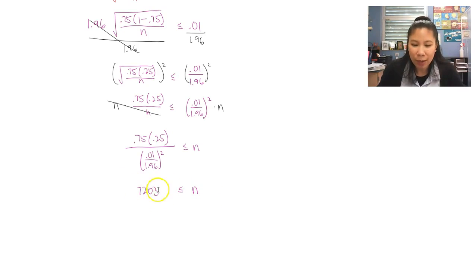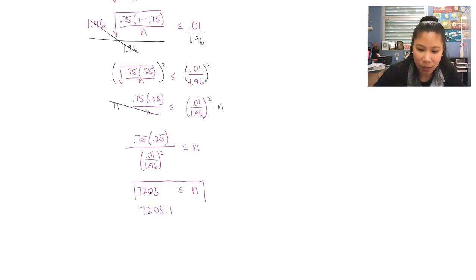So for this number, whatever you solve for n, if you end up with a decimal, let's say this ended up being like 7,203.1 or something like that, n still has to be greater than or equal to that. And we can't have 0.1 of a person. So in general, anytime you end up with a decimal for n, you're going to have to round up to the next whole number. For us, we ended up with 7,203 exactly, so there's no rounding needed. Our answer would just be that our sample size needs to be at least 7,203.